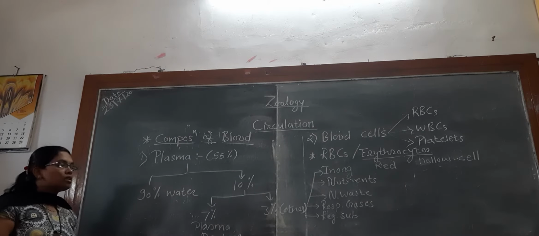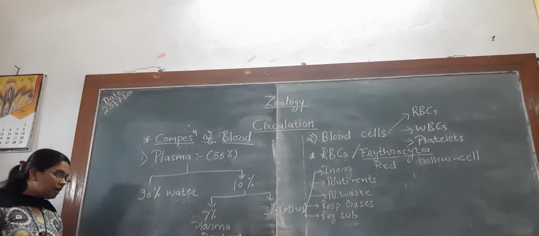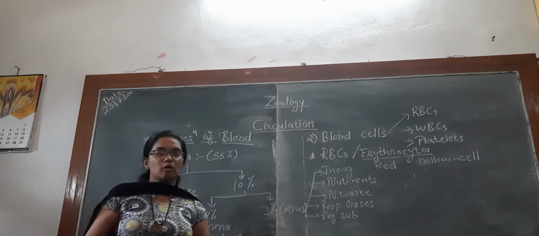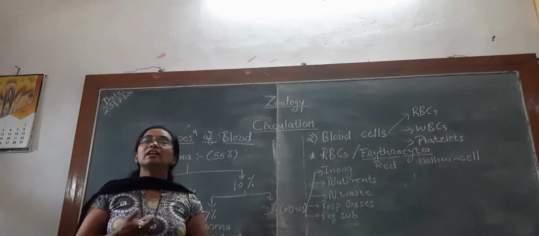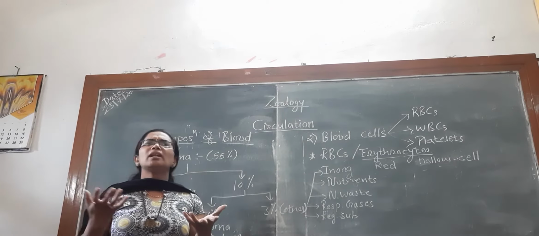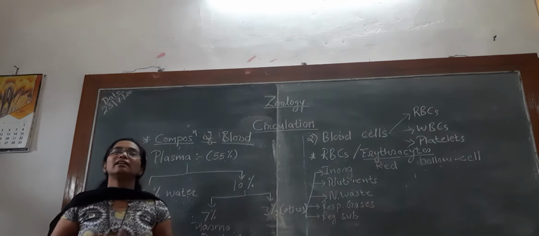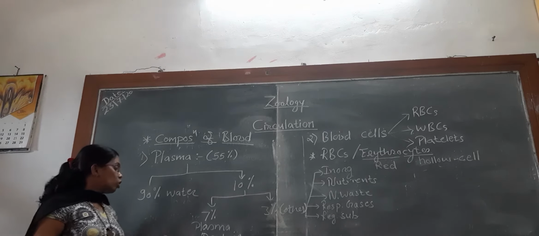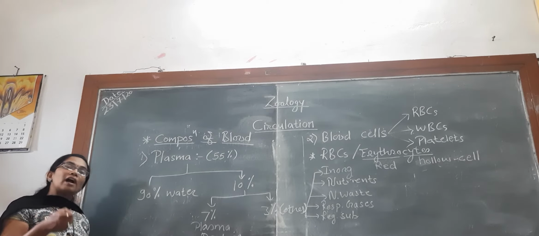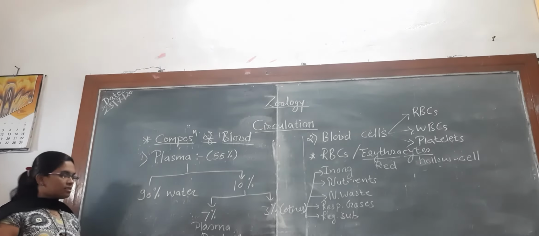So what are the roles of the plasma proteins of the blood? Serum globulin: globulin is a type of protein. It provides immunity against blood antigens. There are so many antigens that directly enter into the blood, so this globulin factor provides immunity and fights against these antigens.